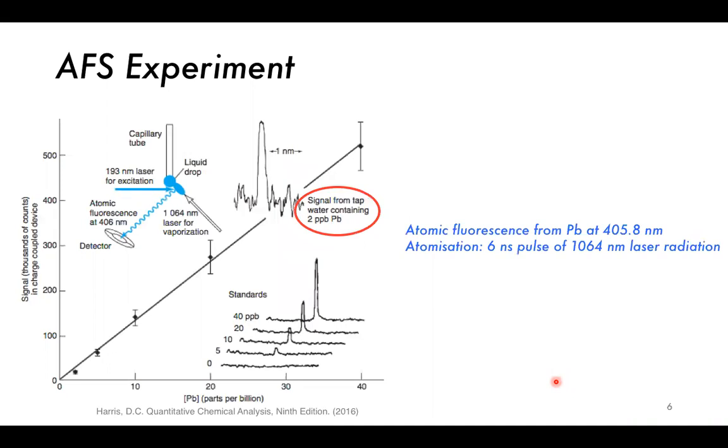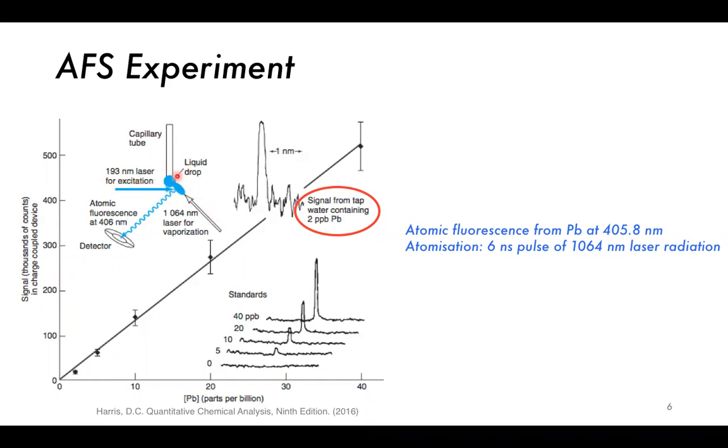An AFS experiment then. So here is an example of an AFS experiment. What we're doing is getting the atomic fluorescence from lead at 405.8 nanometers. We have an atomization process, which is incident on our sample, which is a 6 nanosecond pulse of 10,064 nanometer laser radiation. So here we have a capillary tube, we have our liquid drop, we have our laser for vaporization. In this sense, we're not using a flame anymore, but we're vaporizing using a high-powered laser. Then we're using a different laser for excitation.